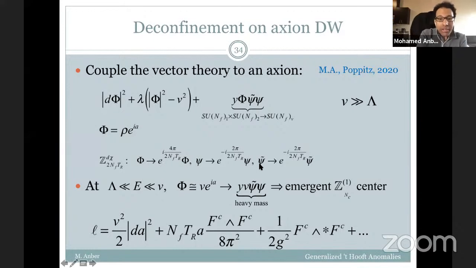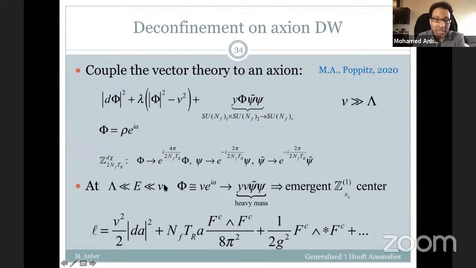Now let us try to construct the effective field theory of this model at different energy scales. So first of all, let me flow to an energy scale that is much smaller than the VEV of my scalar, but still much bigger than lambda QCD. In this case, I can put the magnitude of phi equal to the VEV, and this means that the fermions get very massive and they decouple. So basically, we have an emergent one-form center symmetry in this theory.